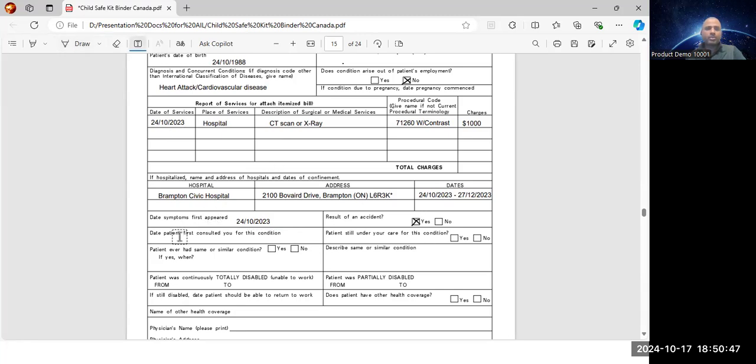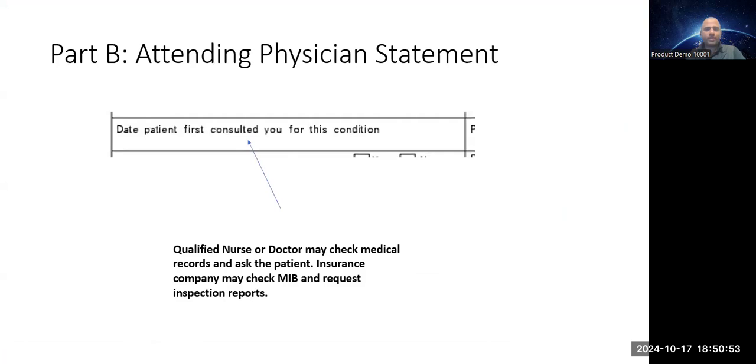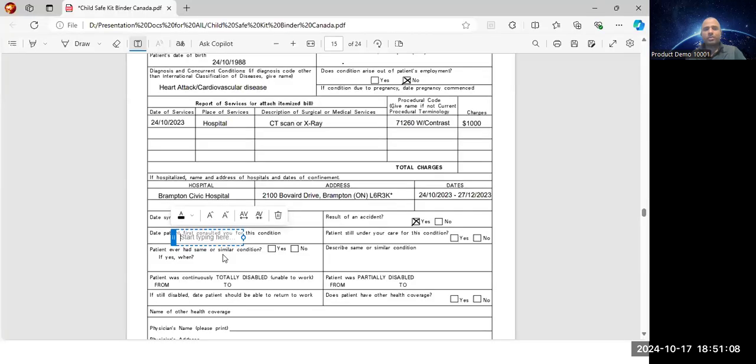Date patient first consulted you for this condition. So, consultation. Your qualified nurse or doctor may check and verify this information via medical records for future reference, and the insurance company may check MIB and or request inspection reports. So again, this information is important as well. Let's say consultation would be on the same day when you were admitted in the hospital because of the accident. So let's say 24th October 2023.